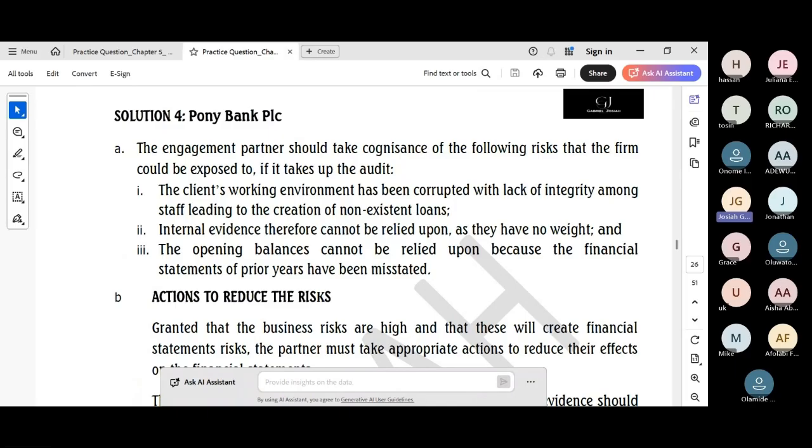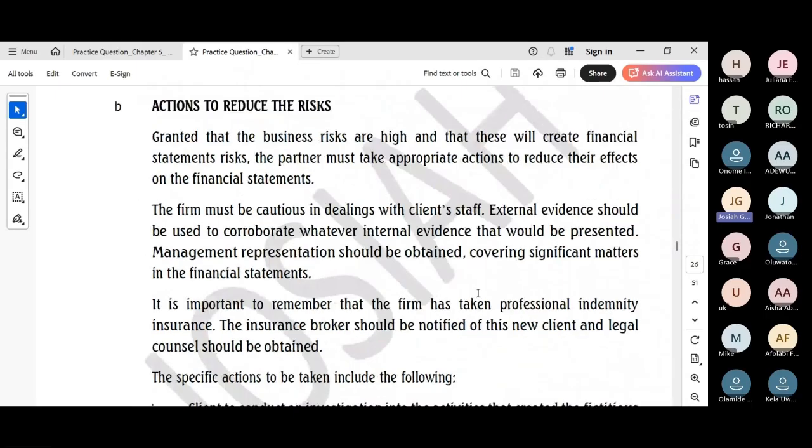Okay, so ladies and gentlemen, this question highlights a fundamental challenge for candidates. And it's the same fundamental challenge of applying theoretical knowledge of audit risk to a complex real-world scenario. This is a real-world scenario.